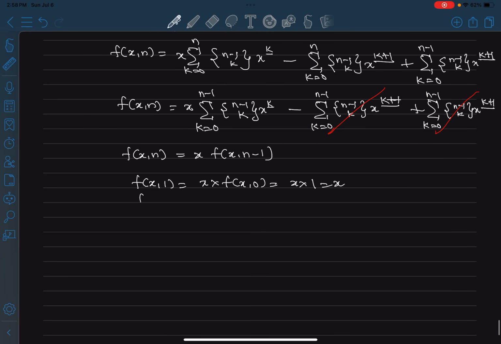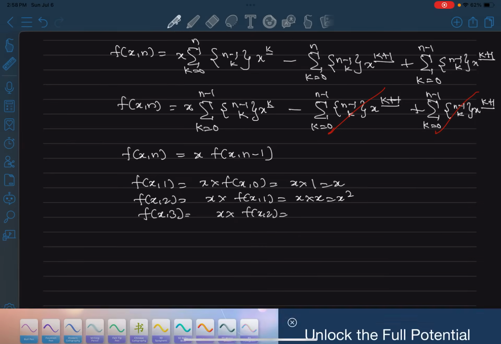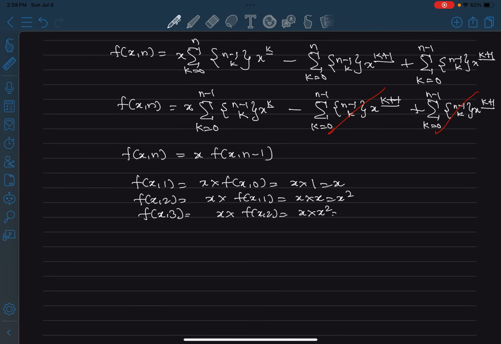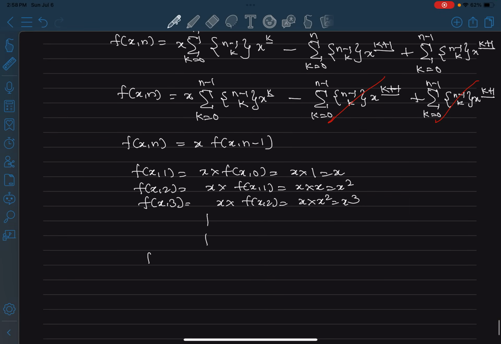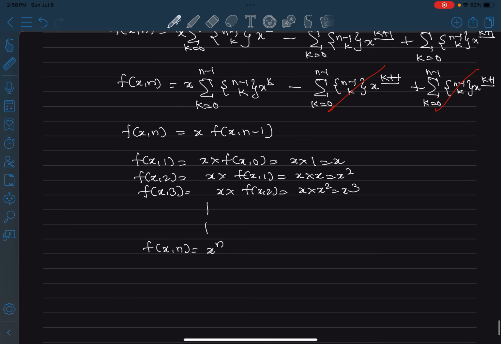So f(x, 2) will just be x times f(x, 1). f(x, 1) is just x, so x times x is x squared. f(x, 3) will be x times f(x, 2), and f(x, 2) is x squared, so x times x squared is x cubed. Going on like this, you can use induction to prove that f(x, n) is just x to the power n.